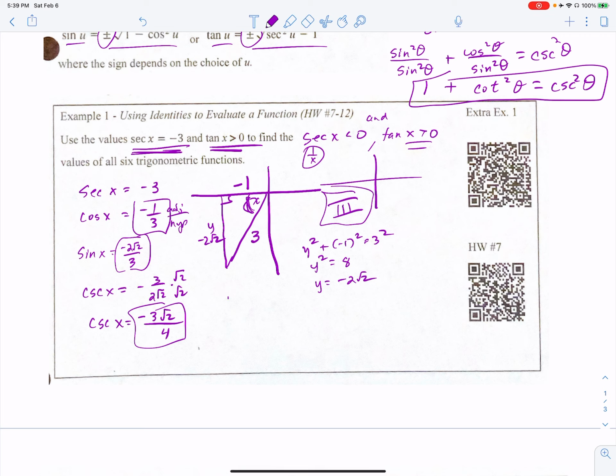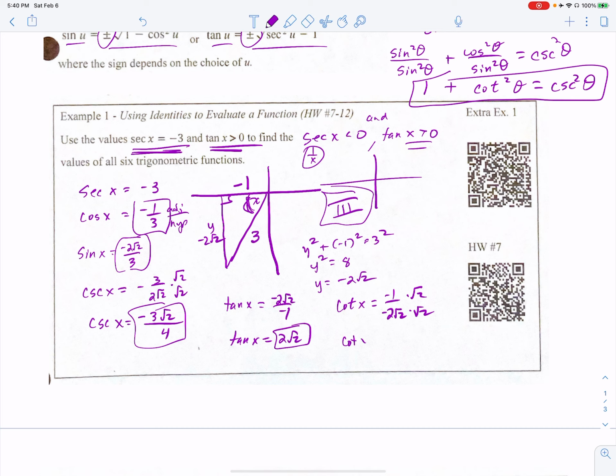So now we need to figure out what is the tangent of x. Tangent is opposite over adjacent. So that would be negative 2 root 2 over negative 1, which means tangent is a positive 2 root 2. And then cotangent's the reciprocal of tangent, or it is adjacent over opposite, and rationalize.